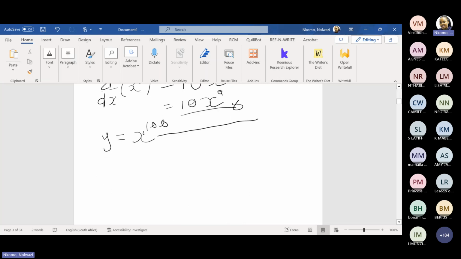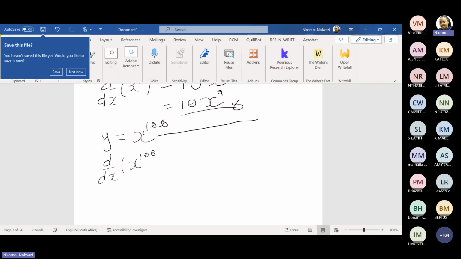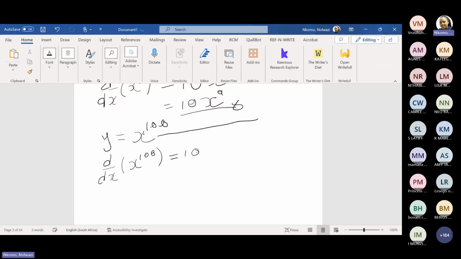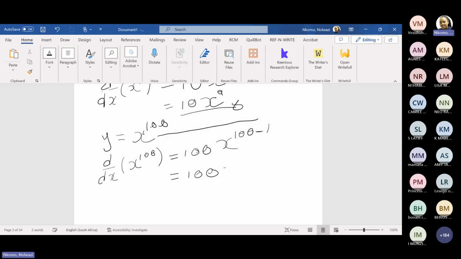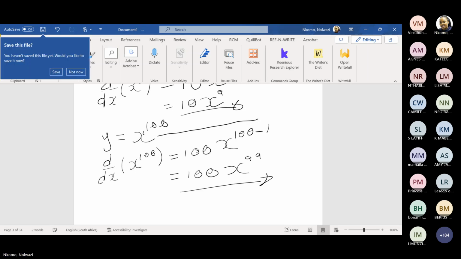So this means our derivative, d over dx of x to the power 100, is equal to 100 x to the power 100 minus 1. And then you simplify, you'll have 100 x to the power 99. Do we have a question here? Or we can move on?